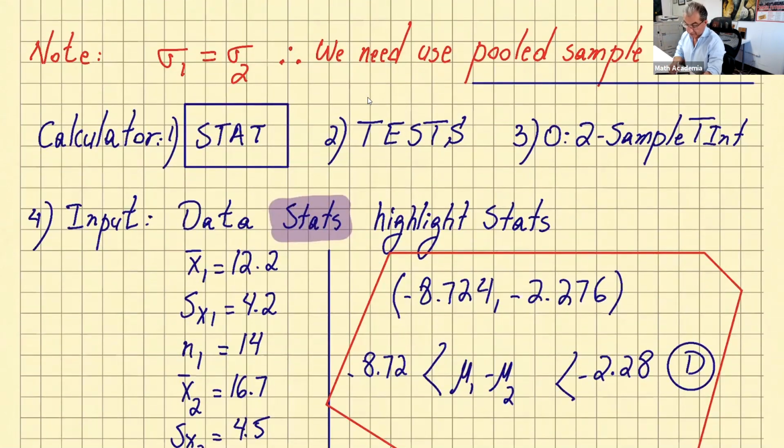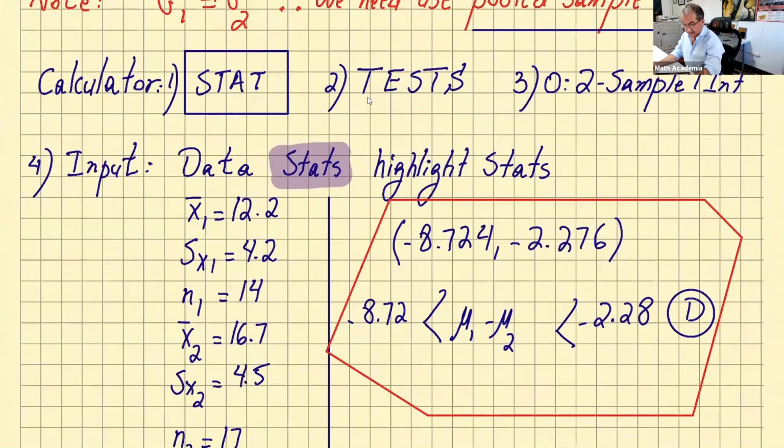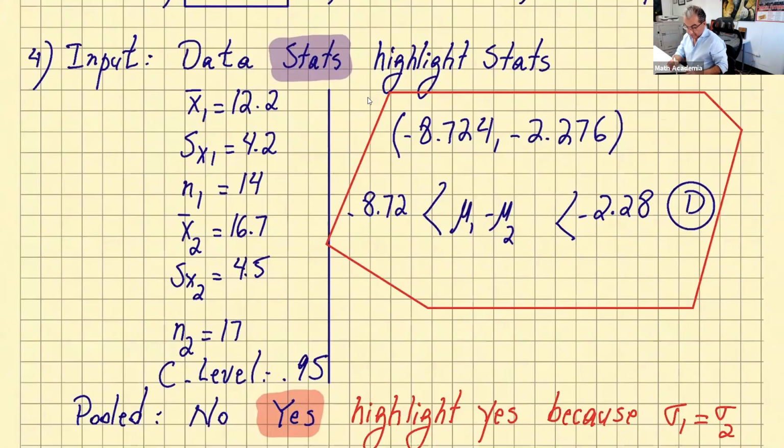So you can go to stat, test, pick 0, which is two sample t interval. When you have S's, you're going to use t, but in this case, it's the pooled one. So you pick the input data stat, you pick stats because this is given in the problem. So you input all this information up to here.